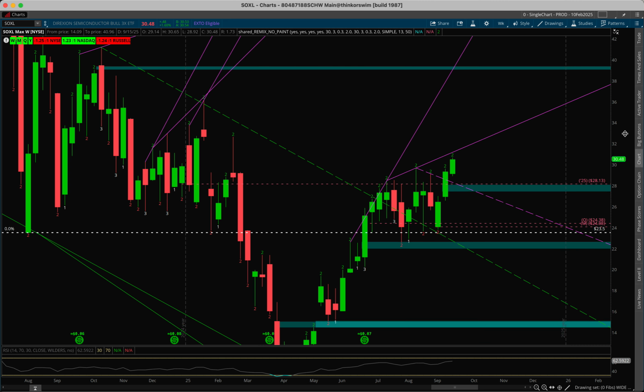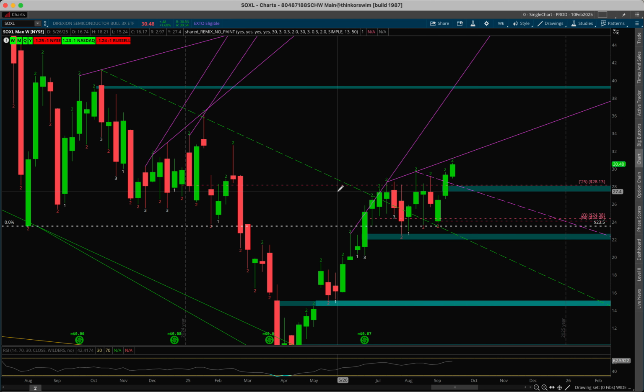There's not really any major fibs or broadening formations or downtrend lines right here, but it's significant when you make a higher high on a weekly time frame or a monthly time frame, or really any time frame. Once you make a higher high, there is cause for some people to sell, to take some profit or whatever, but those are inflection points that you want to keep in mind.